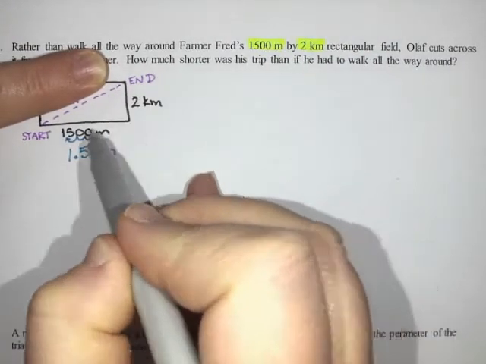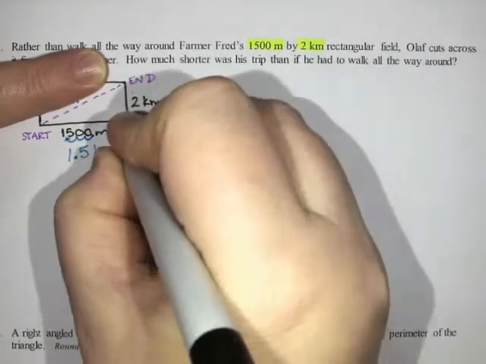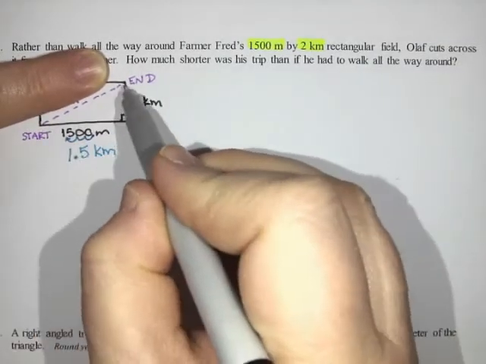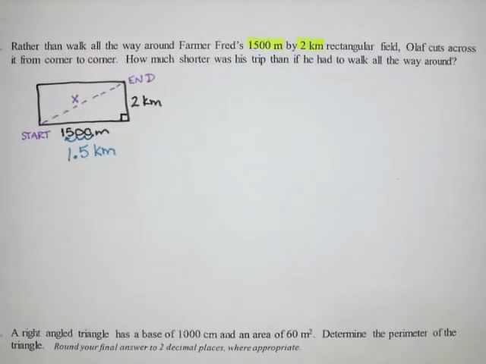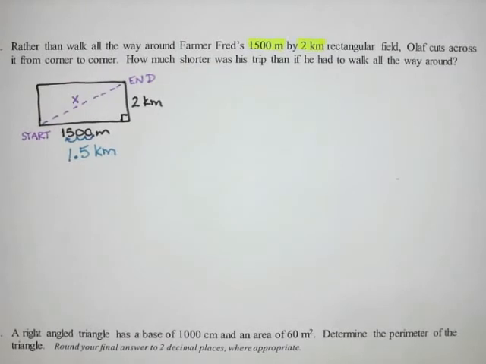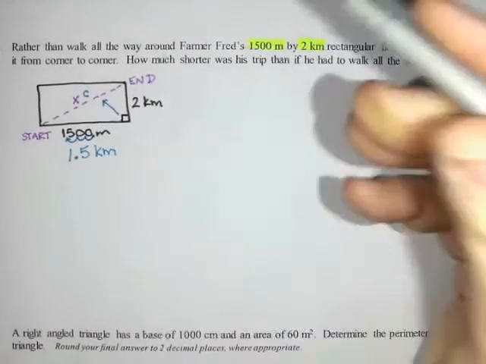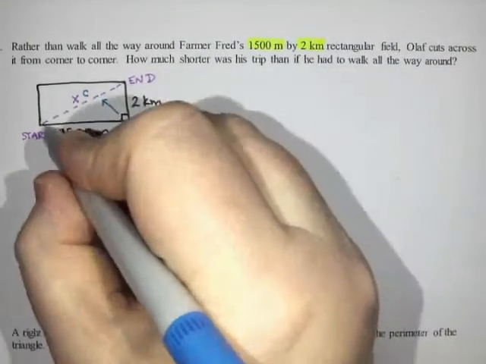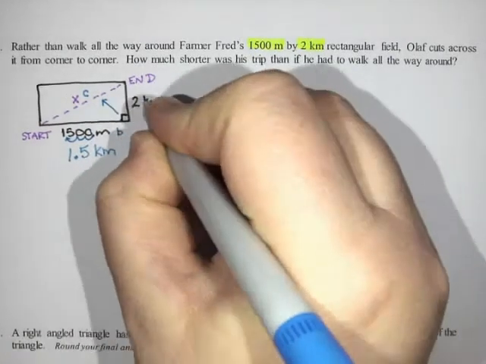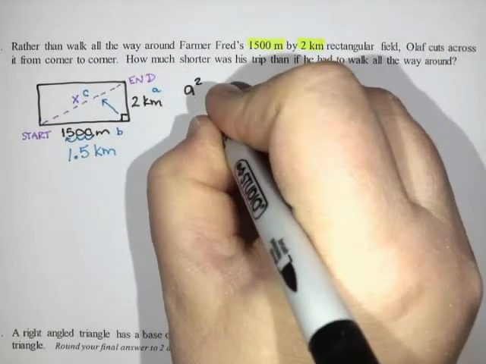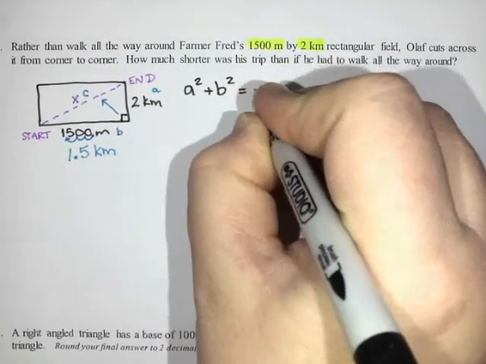Because this is a rectangular field, the corners inside rectangles are all 90 degrees. So this makes a right angle triangle, which means I'm allowed to use the Pythagorean theorem. So I'm going to start by labeling A, B, and C. C is always my hypotenuse, across from the 90-degree angle, the longest side. And then A and B, it's up to you how you want to label it. This is kind of the base of the triangle, so I'm going to call that B, and this one I'm going to call A. So A squared plus B squared equals C squared.